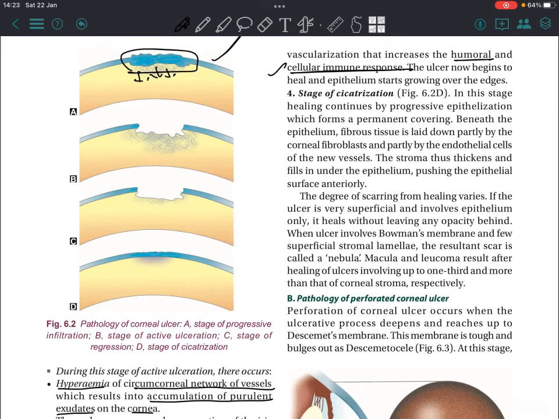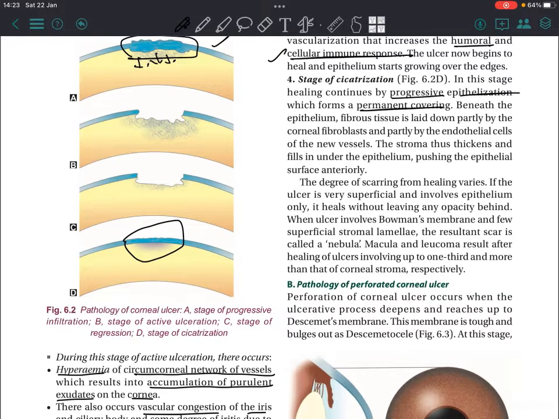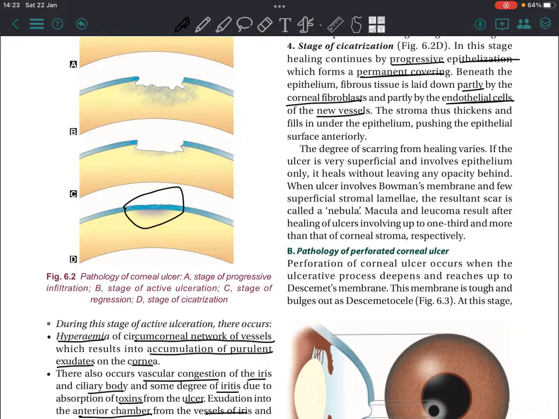The ulcer now begins to heal. Epithelium starts growing over the edges. Stage of cicatrization. In this stage, healing continues by progressive epithelialization, which forms a permanent covering. Beneath the epithelium, fibrous tissue is laid down partly by corneal fibroblasts, partly by endothelial cells of new vessels. The stroma thus thickens and fills in under the epithelium, pushing the epithelial surface anteriorly.